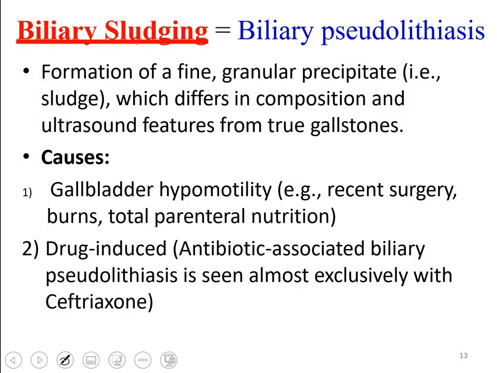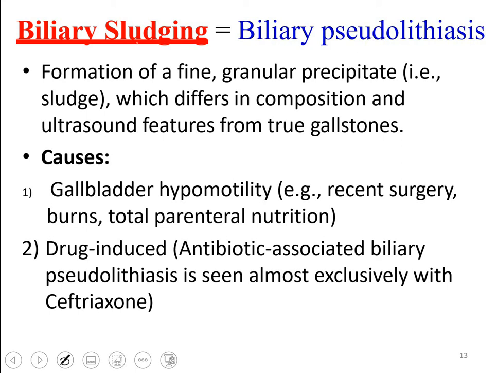There may be biliary sludging as well. This is another condition: biliary pseudolithiasis is the formation of fine granular precipitates, usually called sludge, which differs in composition from true gallstones on the ultrasound picture.